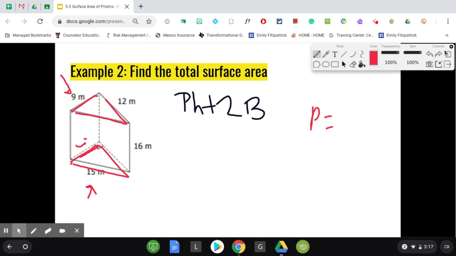If that top one is 12, that one is 12. So for the perimeter, we would do 15 plus 9 plus 12. Let me add that up.